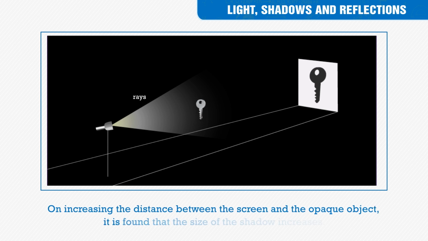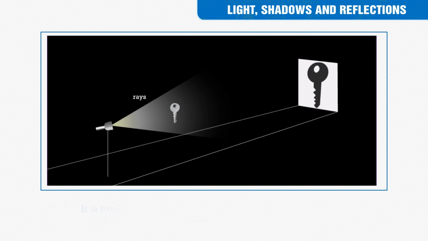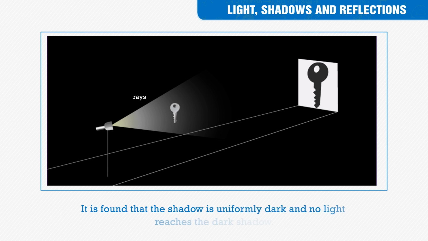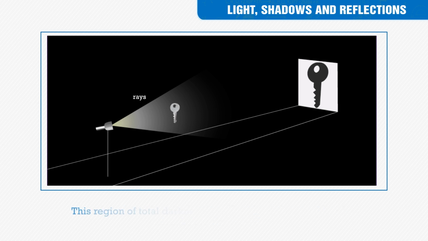On increasing the distance between the screen and the opaque object, it is found that the size of the shadow increases. It is found that the shadow is uniformly dark and no light reaches the dark shadow. This region of total darkness is called umbra or total shadow.